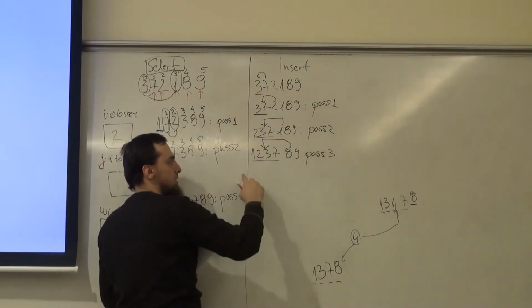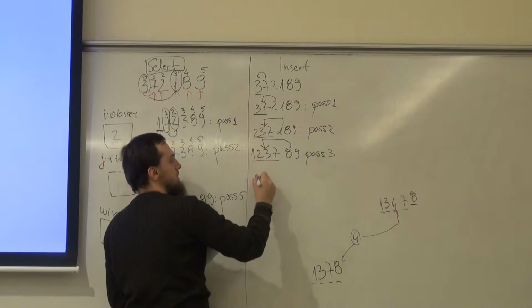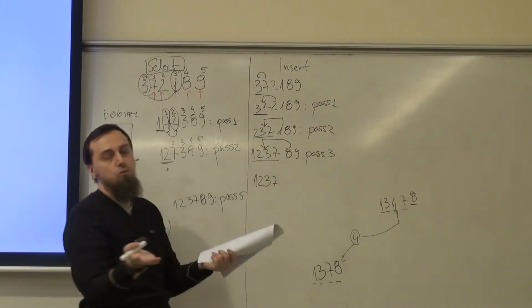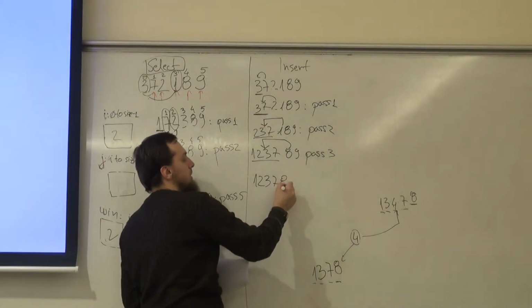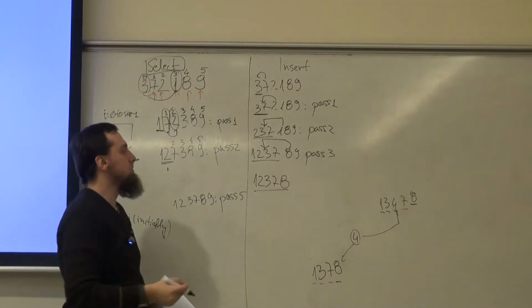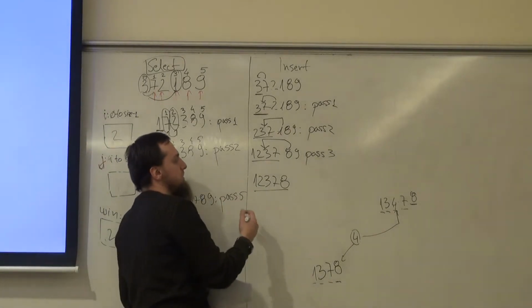We want to insert 8 into the already sorted vector. So we have 1, 2, 3, 7. We don't have to make any shifts here. That's why we put 8 at the end. This is good news, because we don't waste time by shifting.